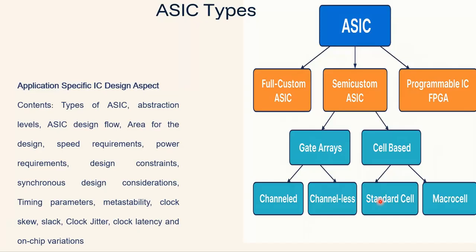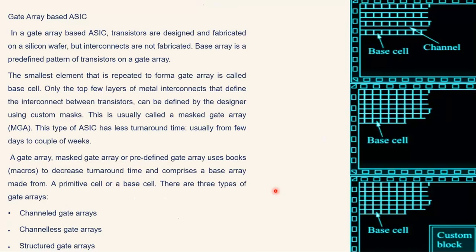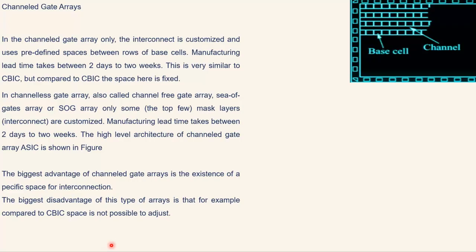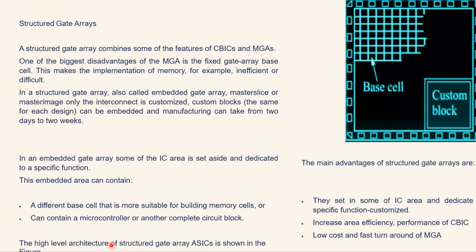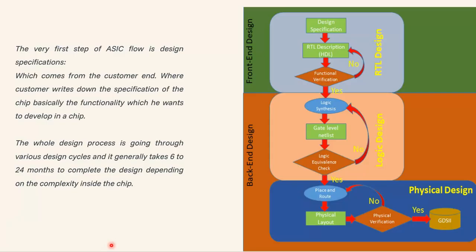Right now we discussed CBIC. That CBIC is your cell based ASIC. Okay. And in gate array there are two, channeled and channelless. So these are the types of channel. This is the channel, this is the channelless, and here is the custom block, which is also called structured gate array. And now each gate array's advantages and disadvantages are given. After that we are going to talk about the design flow. Okay. So design flow we will start after one or two minutes.